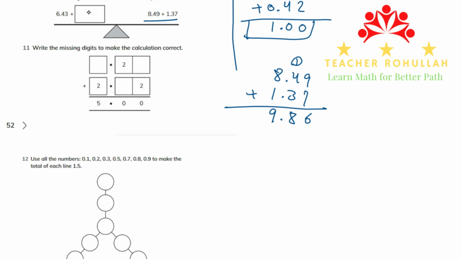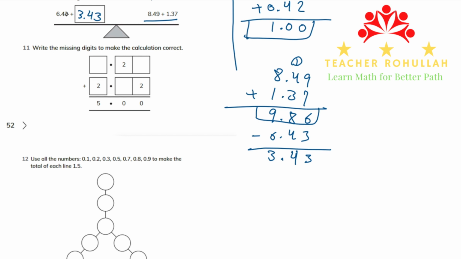To find what number we have in the box, we have to subtract 6.43 from 9.86. So 9.86 minus 6.43. 6 minus 3 is 3. 8 minus 4 is 4. And 9 minus 6 is 3. So the number here is 3.43. If we add these two together, it should give us 9.86.